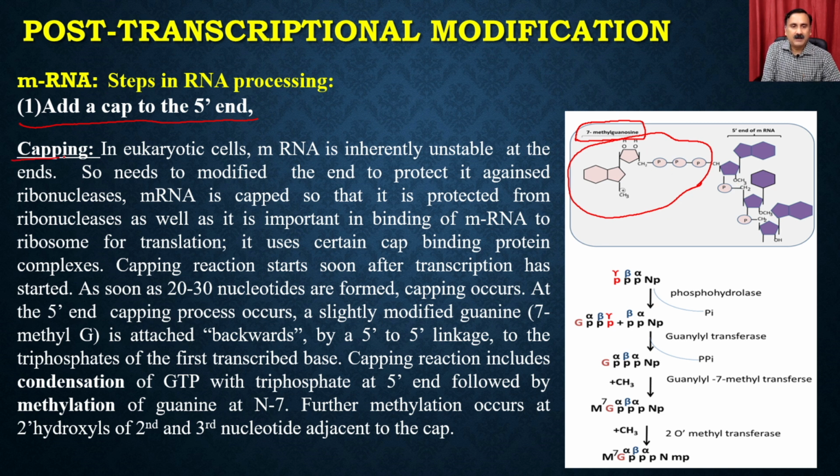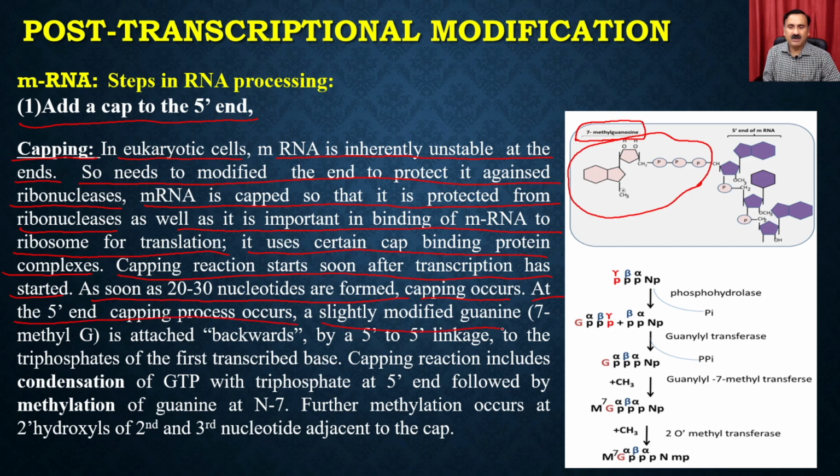So with capping in the eukaryotic cell, the messenger RNA is inherently unstable at the end, so we need to modify the end to protect it against the ribonucleases. Messenger RNA is capped so that it is protected from the ribonucleases, and it is also important in binding the messenger RNA to the ribosome for translation. It uses certain cap binding protein complexes, right? The capping reaction starts soon after the transcription has started. As soon as 20 to 30 nucleotides are formed, the capping occurs, right? So at the 5' end, the capping process occurs.